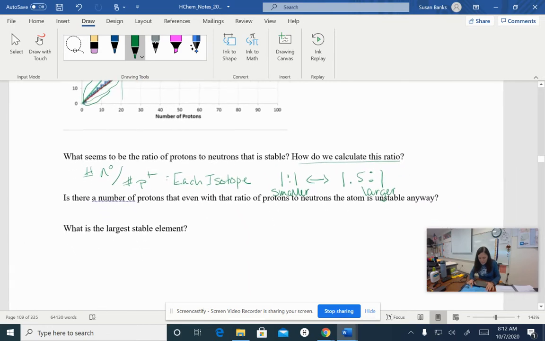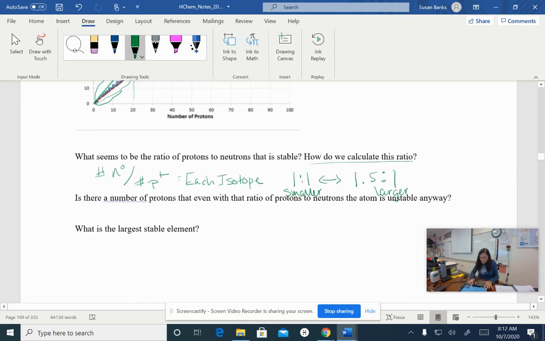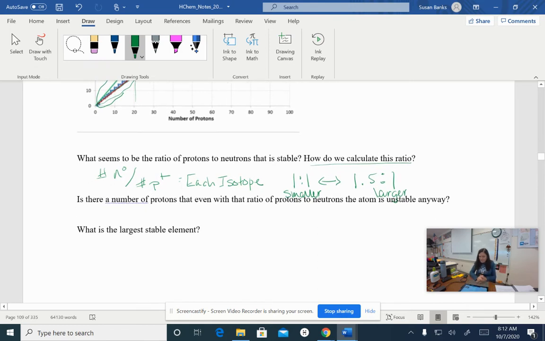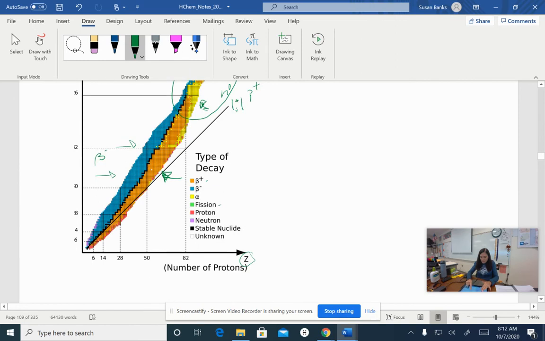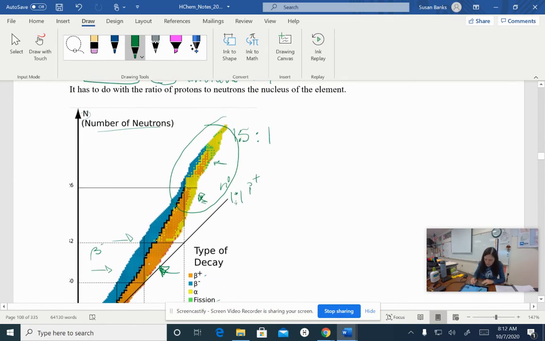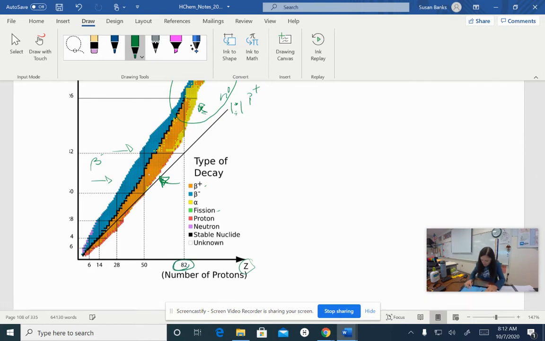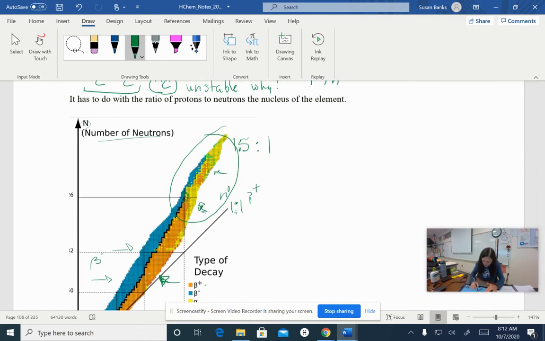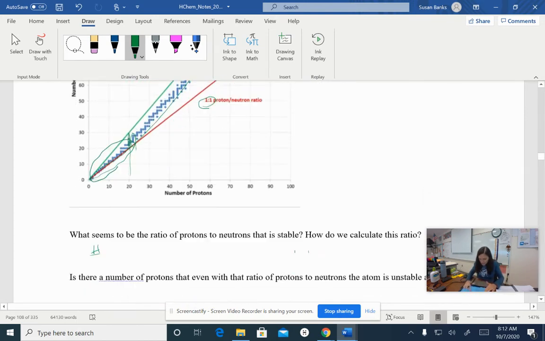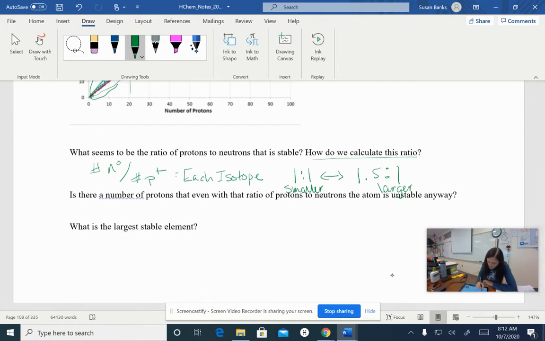Okay? Is there a number of protons that, even with the ratio of protons to neutrons in an atom, is unstable anyway? If you go up to this very top graph, where we see how it decays, notice after 82 protons right here, 82 protons, we have no more stable elements at all. So after 82 protons, nothing is stable.